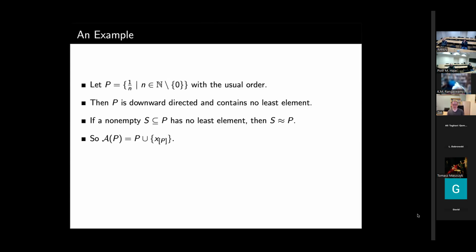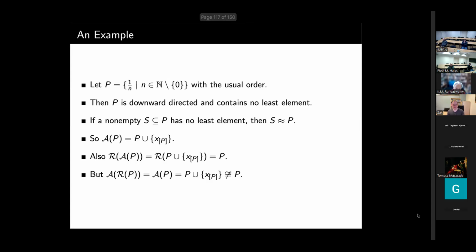So say we want to do the A operation to it. What's it going to do? Well, it's going to add one more point because there's only one interesting equivalence class here. And then what if we follow that up by R? It's going to remove that point. Okay. But what if you do it in the other order?